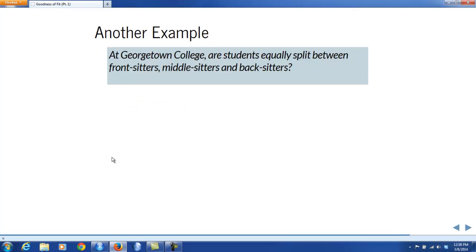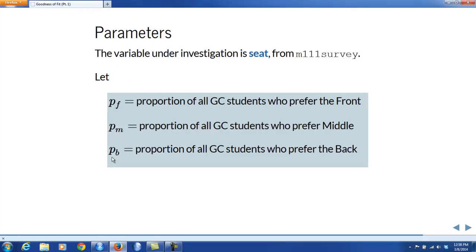Let's try another example. Consider the following research question. At Georgetown College, are students equally split between front sitters, middle sitters, and back sitters? This time, the variable we're investigating is the factor variable seat from the Math 111 survey data frame. Remember, the possible values of that variable are that a person might prefer the front, the middle, or the back.